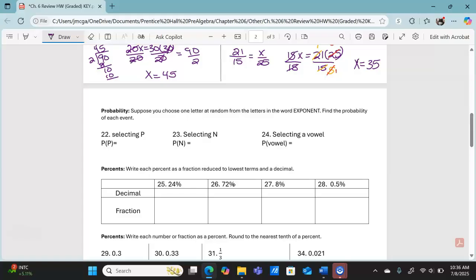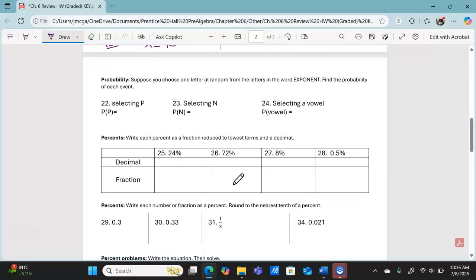For probability, suppose that you choose one letter at random from the letters in the word exponent. Find the probability of each event. So the probability that you pull a P, first of all, let's count the number of letters. 1, 2, 3, 4, 5, 6, 7, 8 letters all together. Only one of those is a P. So your probability is 1 out of 8. And then the probability of pulling an N, there's 2 N's out of 8, which would be 1/4. The probability of getting a vowel, there's 1, 2, 3 of those out of the 8, and that won't reduce.